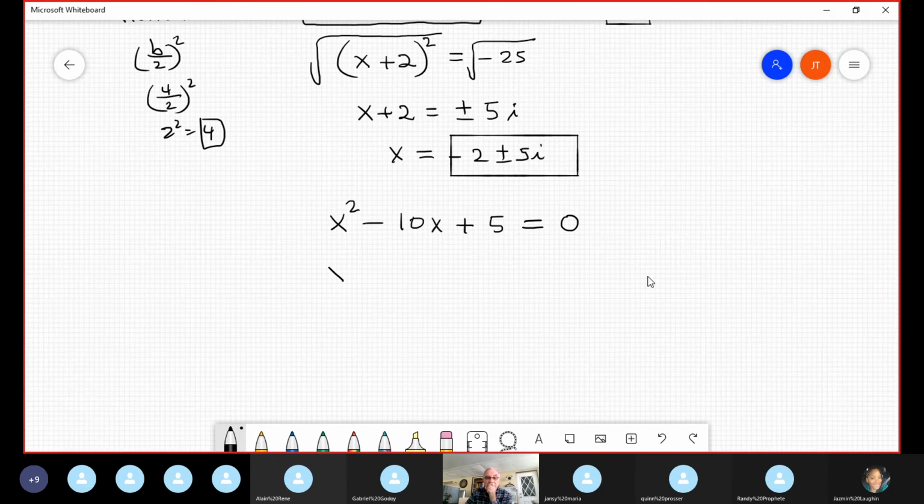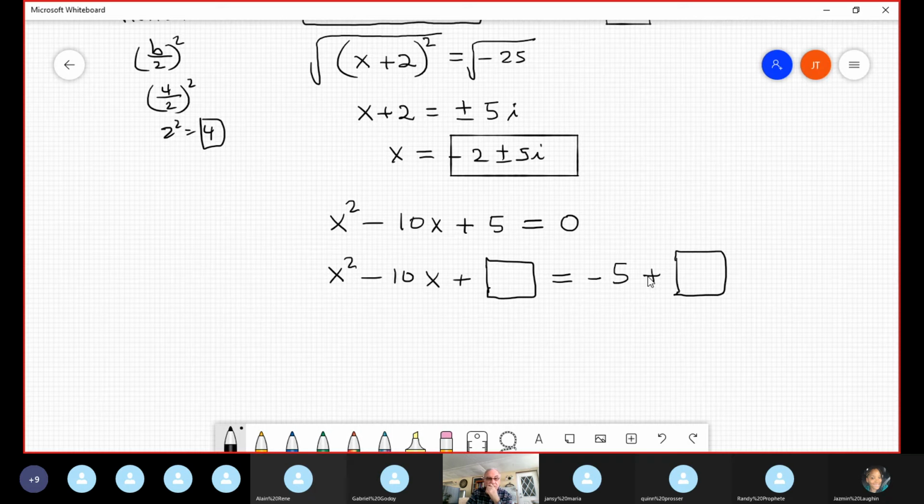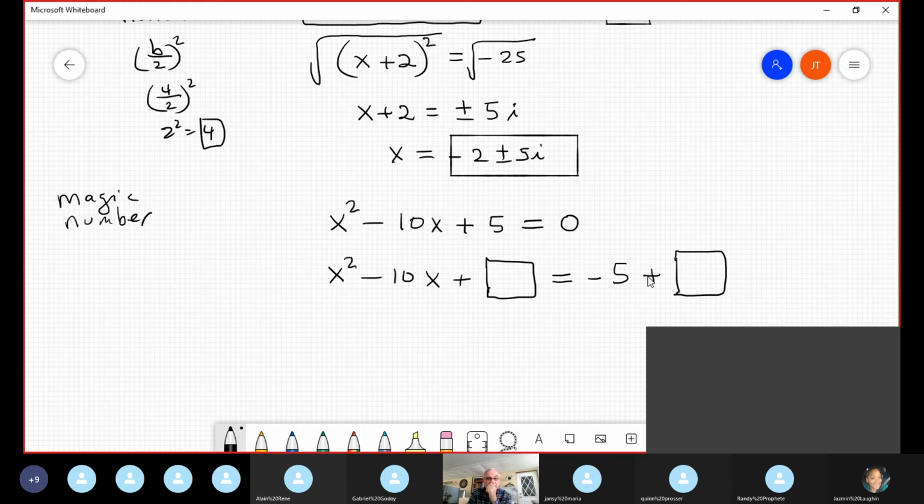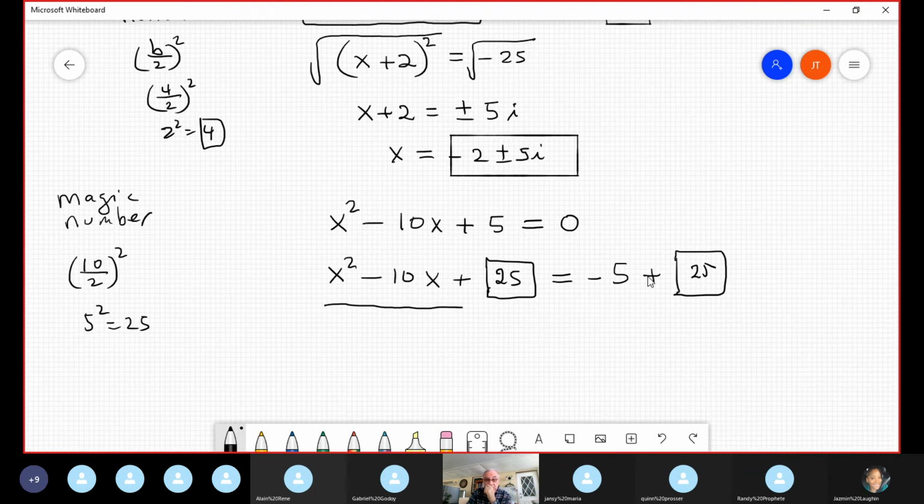So the organization is clear: x squared minus 10x plus the box equals 5. I move the 5 to the right hand side, and the box. What is the magic number in that case? It's 25, because 10 divided by 2 is 5, and 5 squared is 25. So I introduce totally artificially 25. I guarantee this is a perfect square trinomial, and the factorization is x minus 5 squared.